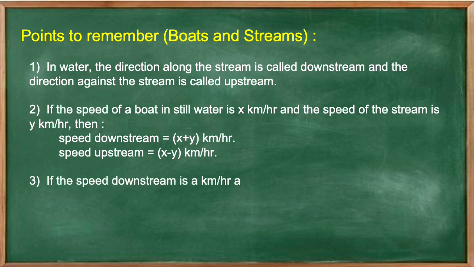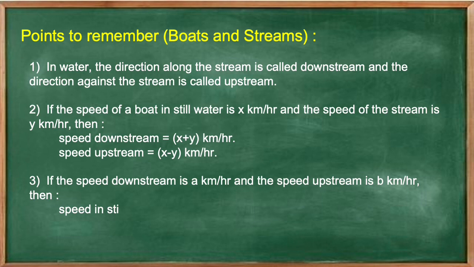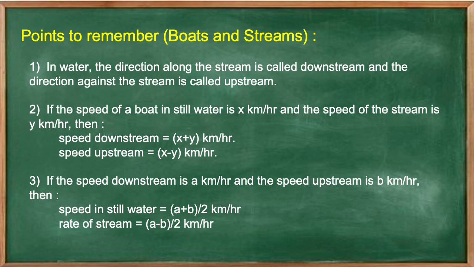If the speed downstream is a km per hour and speed upstream is b km per hour, then speed in still water is equal to (a plus b) divided by 2 km per hour and rate of stream is equal to (a minus b) divided by 2 km per hour.